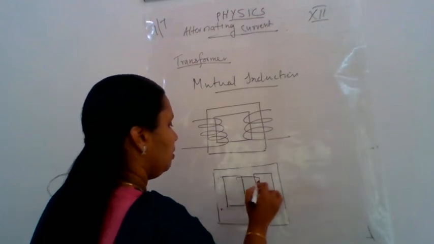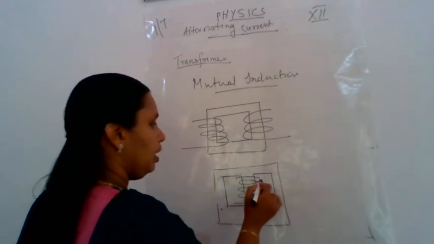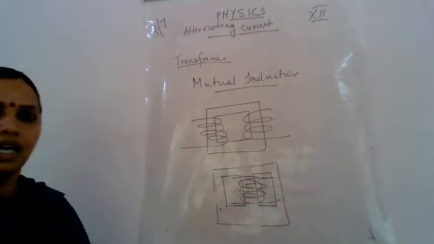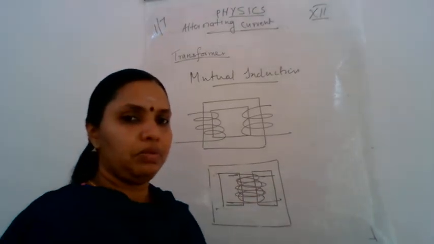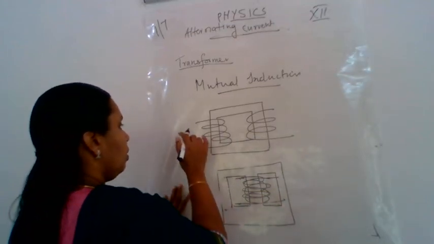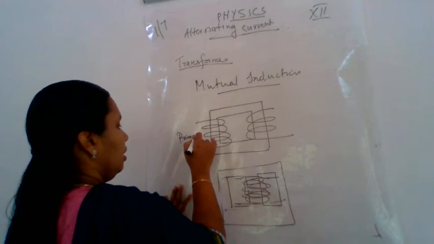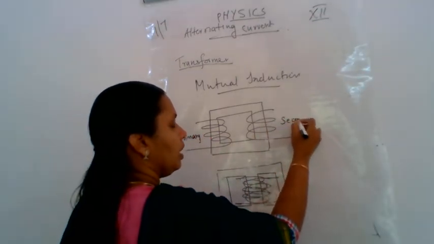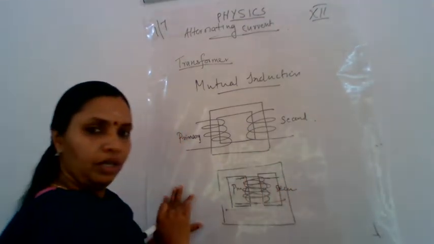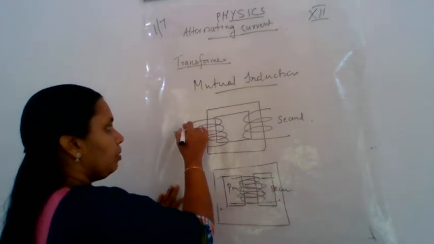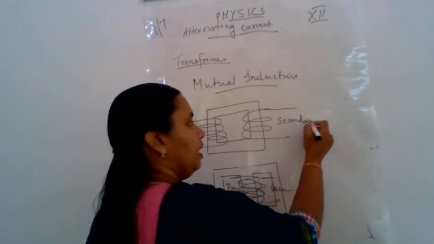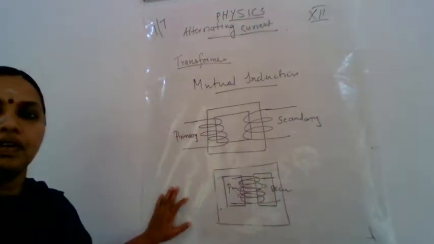here, the first coil and second coil will be wound one over the other. So two types of transformers, shell and core. The first coil is known as the primary, and the second coil is known as the secondary. Here this is the primary and this is the secondary. The input will be given across the primary and the output will be taken across the secondary.